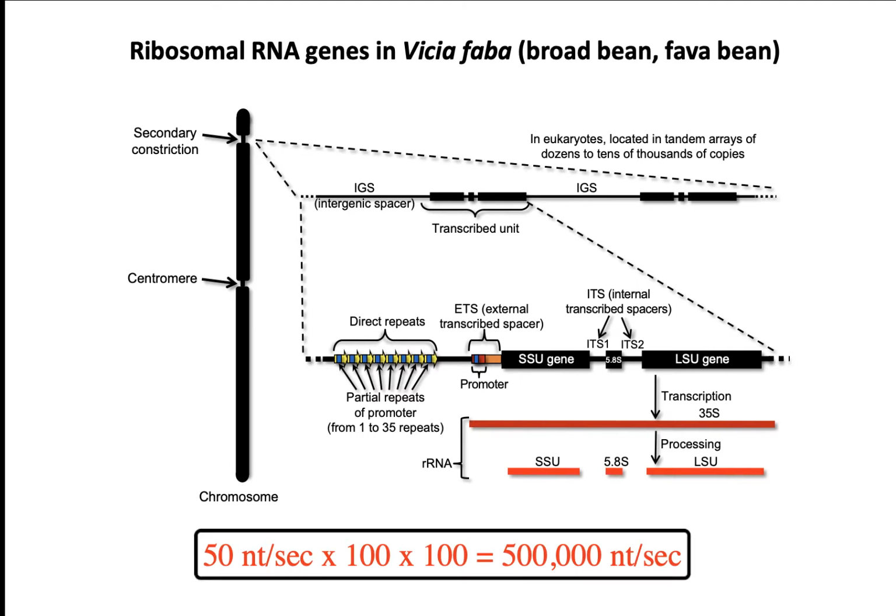Again, 50 nucleotides per second times 100 copies means that you can produce about 500,000 polymerized nucleotides per second in this. And still humans need about 200 copies, Vicia faba needs about 250 copies, Drosophila needs at least 100 copies of these genes in order to make enough ribosomes for each cell.